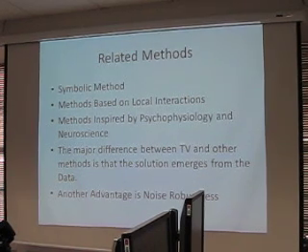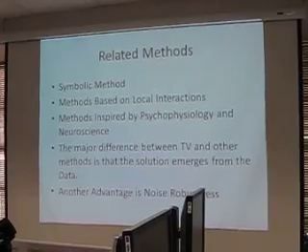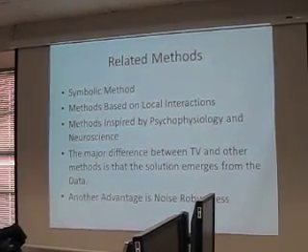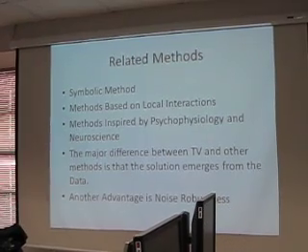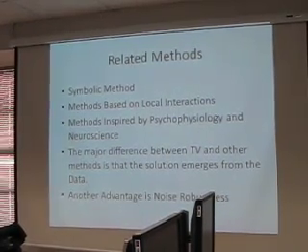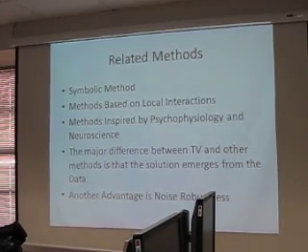So symbolic method, method based on local. But the major difference between tensor voting and other methods is that the solution emerges from the data. That's the more important thing. The data is directly fed into the algorithm. I think you can even use this for noisy data and maybe finding a clear edge.